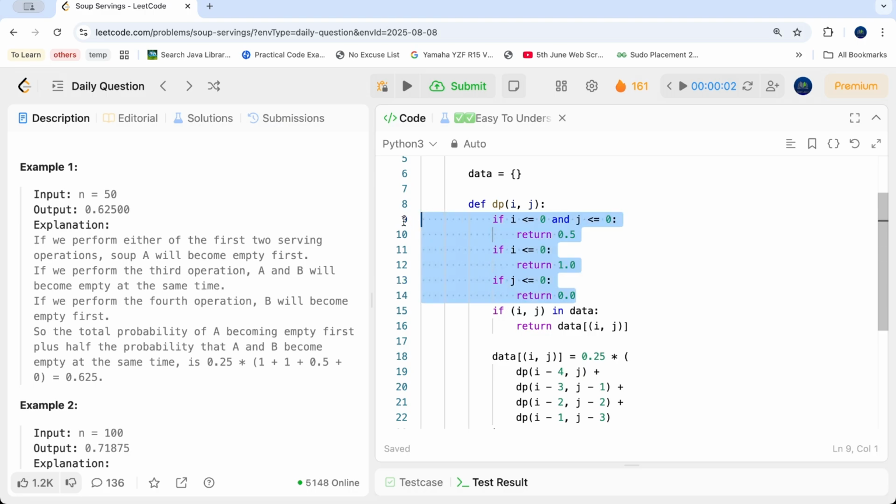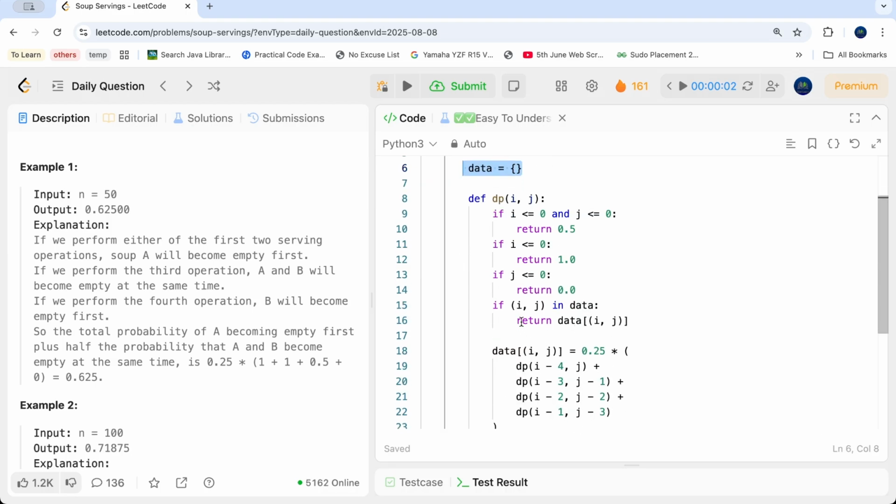But if none of the cases are true, then we will check whether i comma j is already in our data. Now this is the memoization part of dynamic programming, where we store the solutions for our subproblems. If we have already calculated for i comma j and we have stored it in our data, basically data is the dictionary, then we can directly return our value from the dictionary, that the probability that A has a capacity of i, B has a capacity of j, and A getting reduced to 0 will be stored in the data. We will return it from here.